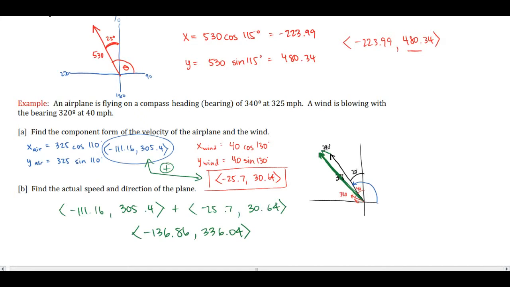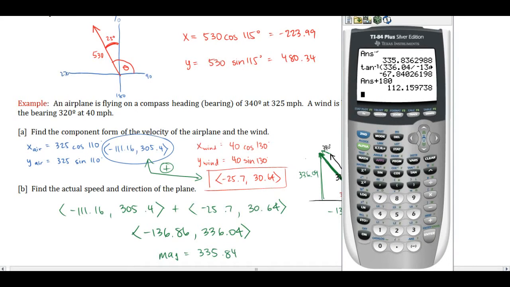And now if I want the magnitude of that, remember I just square them both, add them up and square root. And if I want the direction, I will just do probably the arctangent of that. Because remember, now that we found the x and the y, we know that this is negative 136.86. We know that this is 336.04. And so I should be able now to find those, and I will find those right now.